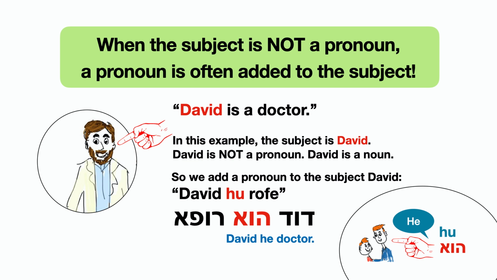So that's how Hebrew syntax works in this situation. David hu rofe. David, he's a doctor. The hu means he. So David hu rofe literally translates as David, he doctor. That's how we say David is a doctor.